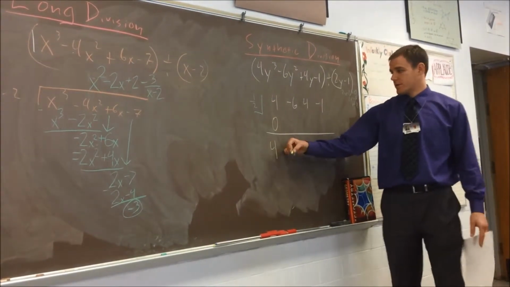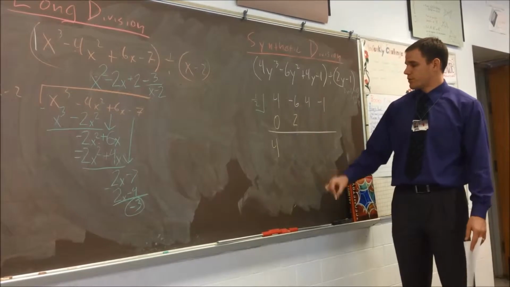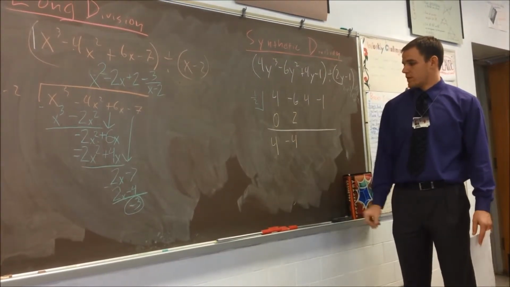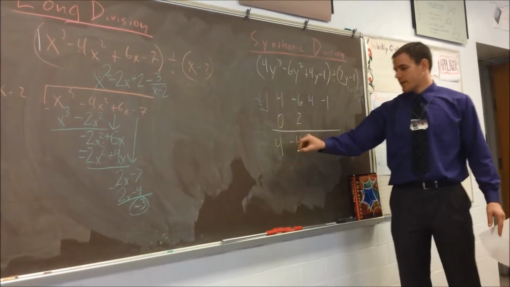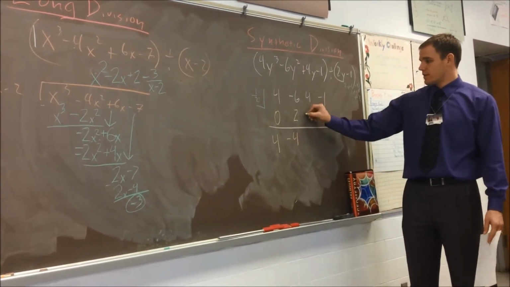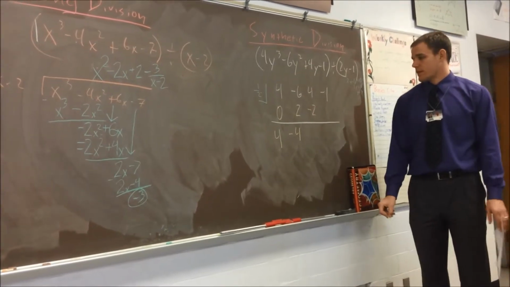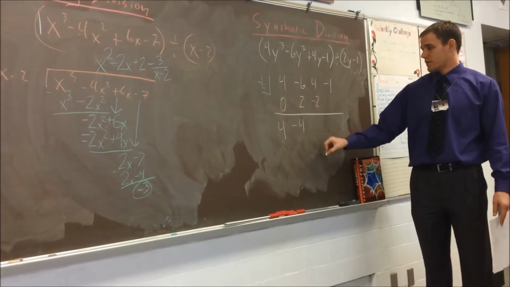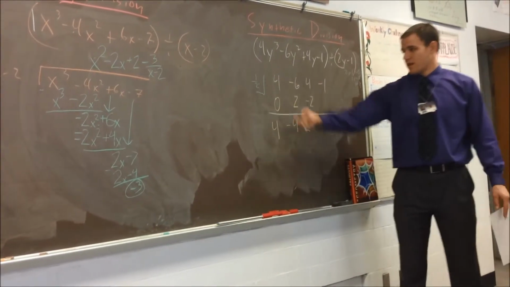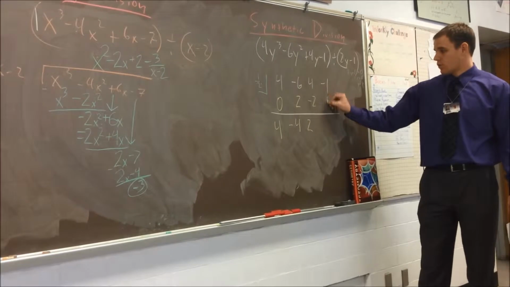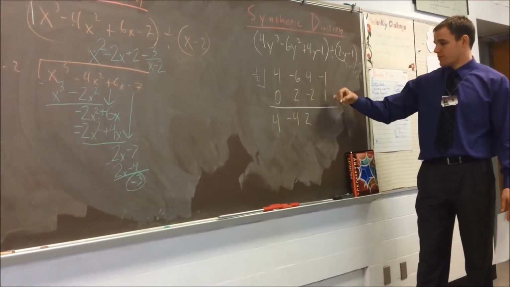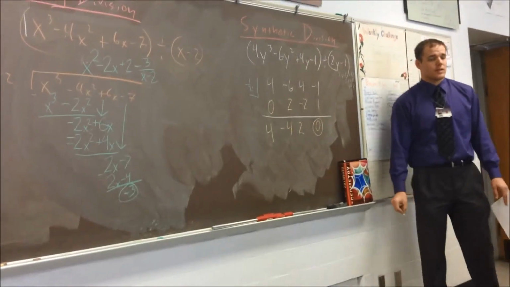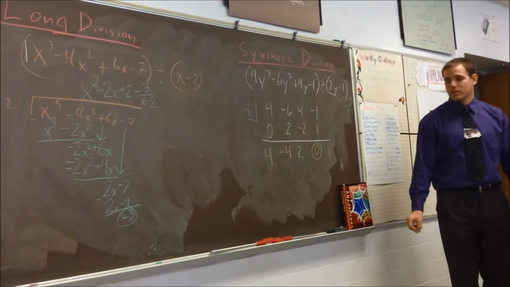Half of 4 is 2. Negative 6 plus 2 is negative 4. Half of negative 4 is negative 2. 4 plus negative 2 is 2. Half of 2 is 1. Negative 1 plus 1 is nothing. There's no remainder to this.